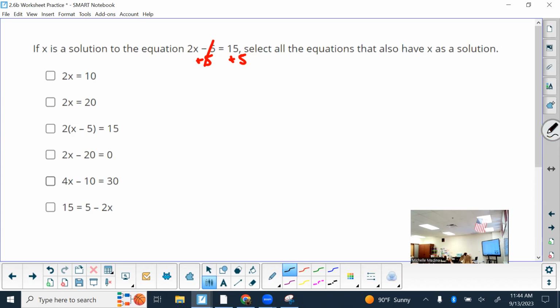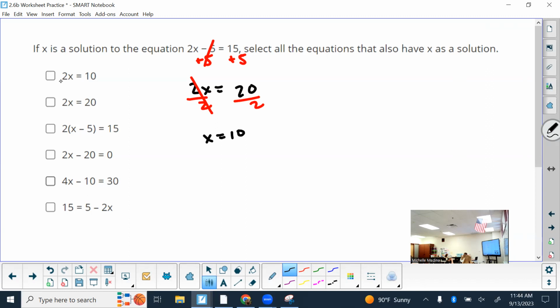Then I have 2x on the left. On the right, what's 15 plus 5? Opposite of multiplying by 2 would be dividing by 2. So then we'll do that on each side. What property is that? The division property of equality. So then do that. You see that x equals 10.